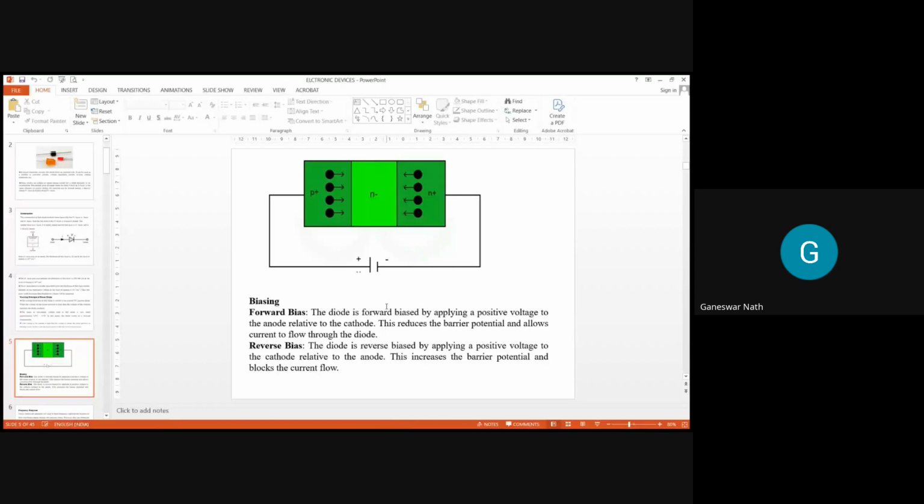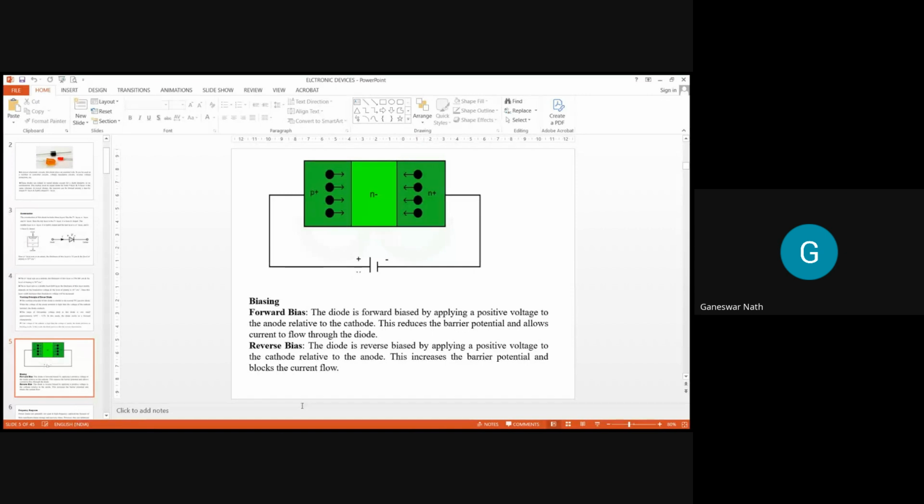That means when you apply positive voltage to the p-type and negative voltage to the n-type, the width of this depletion layer will simply decrease. When the width of the depletion layer decreases, the barrier potential decreases. This allows the current to flow through this junction.